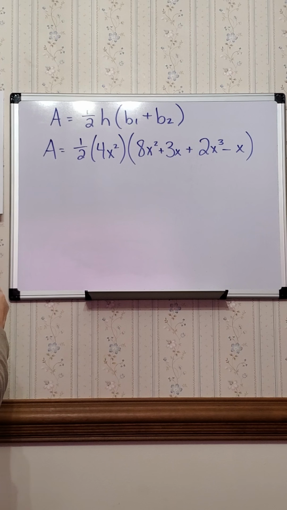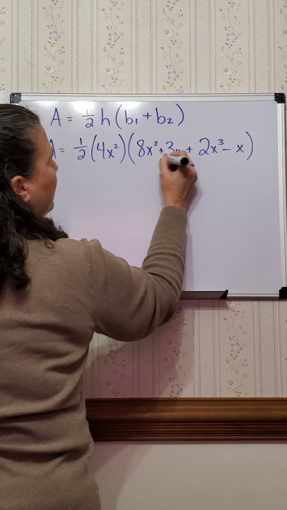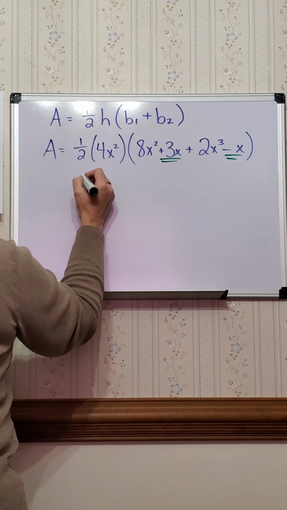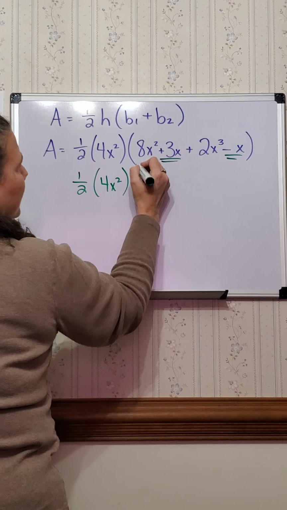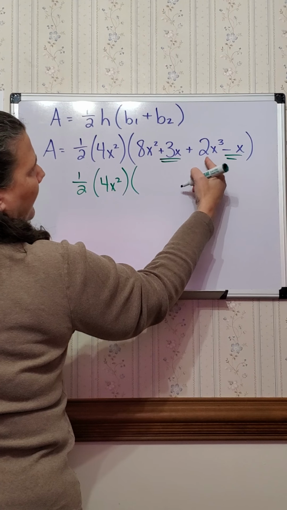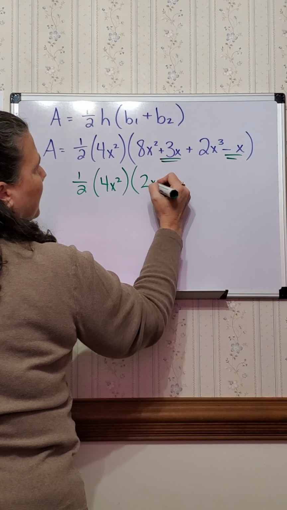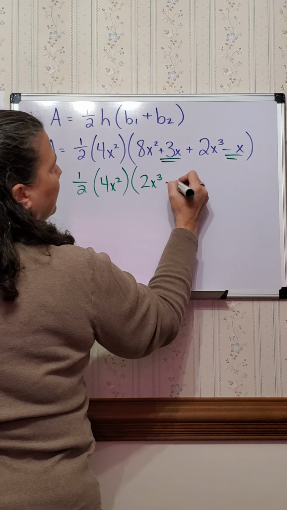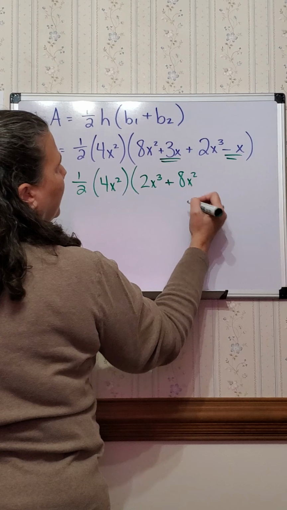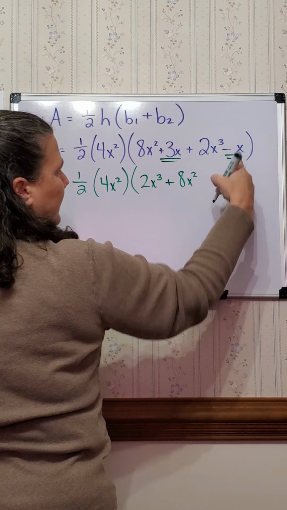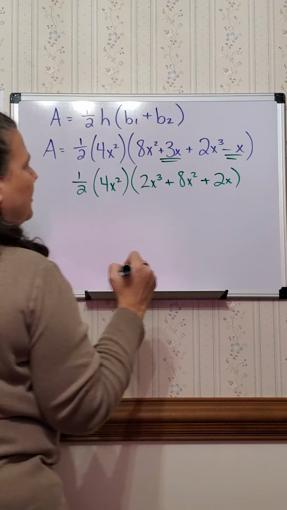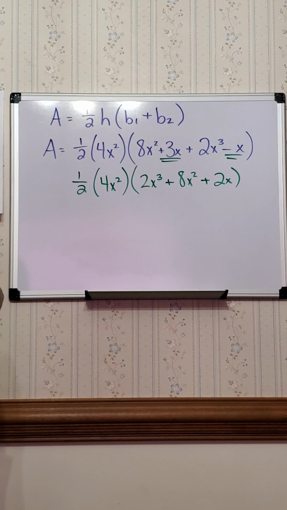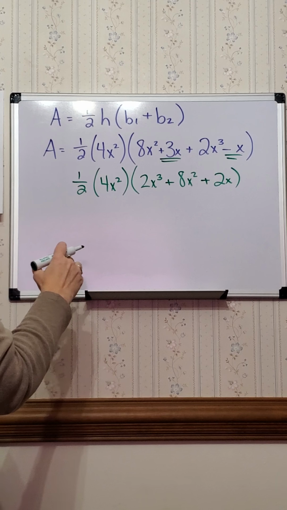Now, there are some like terms we can combine in here. So we're going to go ahead and combine these like terms. So I'm going to bring down this 1/2 4x squared. I have 2x to the third plus 8x squared. And I have a positive 3x and a negative x. So that's going to give me positive 2x. Now that I have it written in this order, I'm going to go ahead and start multiplying.